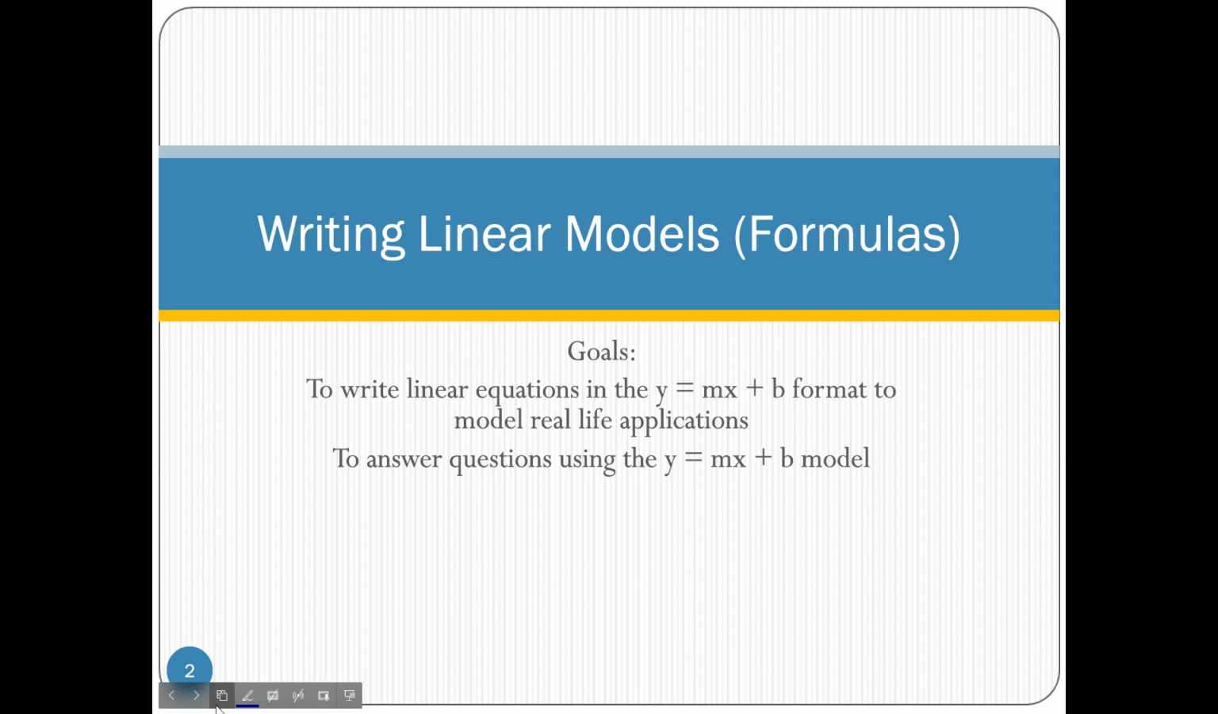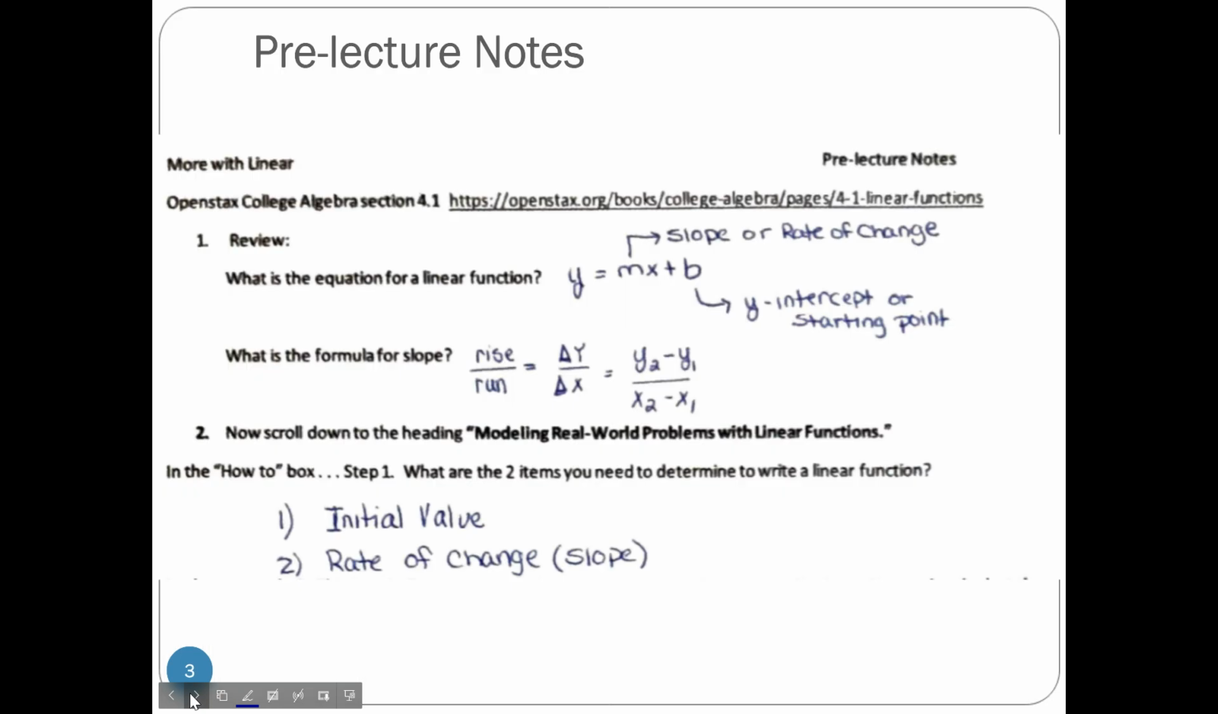So let's review our pre-lecture work on linear models. We learned 2 weeks ago that the equation for a linear model is y equals mx plus b. And we know that in that equation, the m is the slope or the rate of change, and the b is the y-intercept, meaning it falls on the y-axis, or it is the starting point or initial value. We also learned the formula for slope, and this is a formula that you want to know for your final exam. So I did not write the formula on that last mini test. You need to learn that formula.